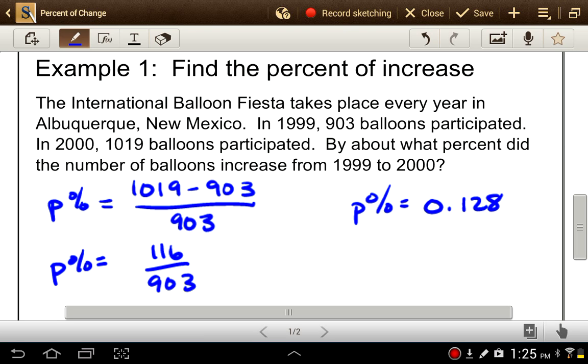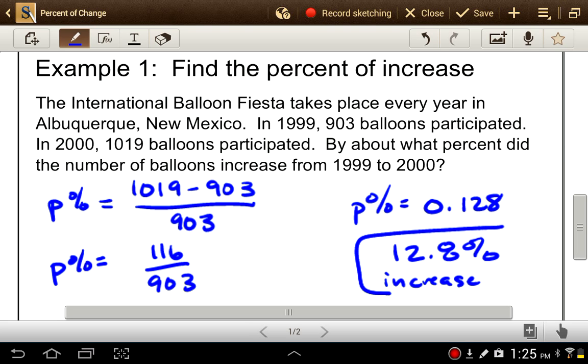Now I want to know what percent that is. That is in decimal form, so my answer is going to be 12.8%, and that is an increase. So I'm going to put increase. My percentage change was a 12.8% increase. And that is how you find your percentage change. I subtracted my numbers first, and then I divided by the original amount where I started from. Okay, I'm going to move on to example 2.